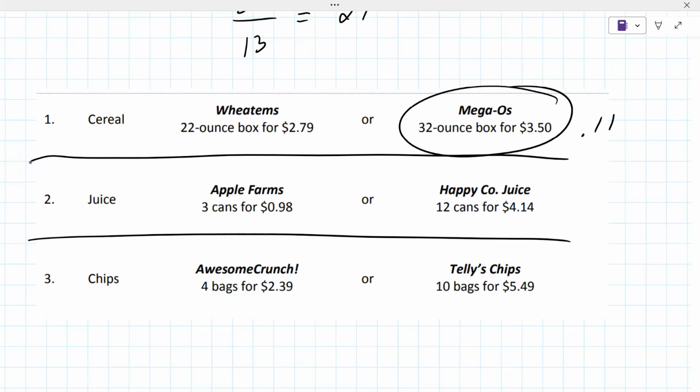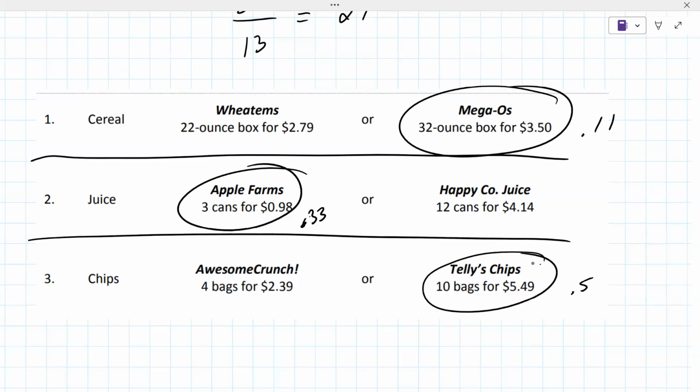Apple Farms. Okay, how many cents per can did you get? 33. Okay. And for the next one, please. Kelly's Chips. All right. Okay, any questions on unit rates? Nope. Okay.